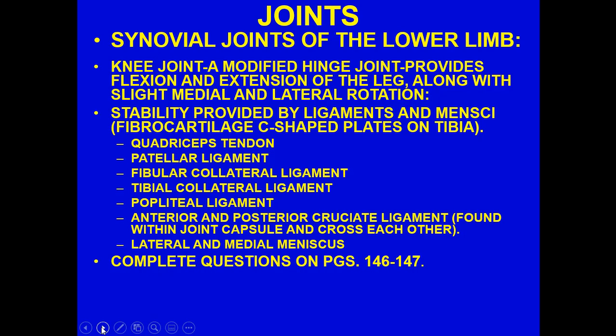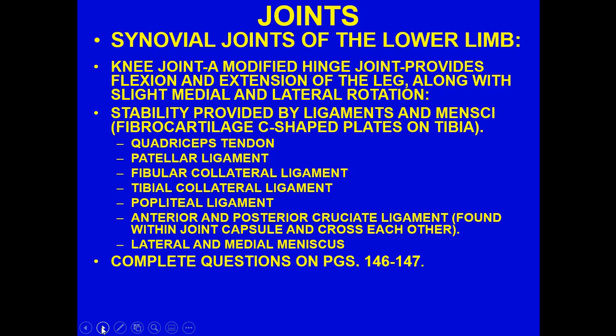The knee joint is a modified hinge joint, and it provides flexion and extension of the leg, along with a slight medial and lateral rotation. Stability is provided by the ligaments and the menisci. This is the fibrocartilage C-shaped plates on the tibia. What you've got are the quadriceps tendon, the patellar ligament, the fibular collateral ligament, the tibial collateral ligament, and the popliteal ligament. Then you have an anterior and posterior cruciate ligament.